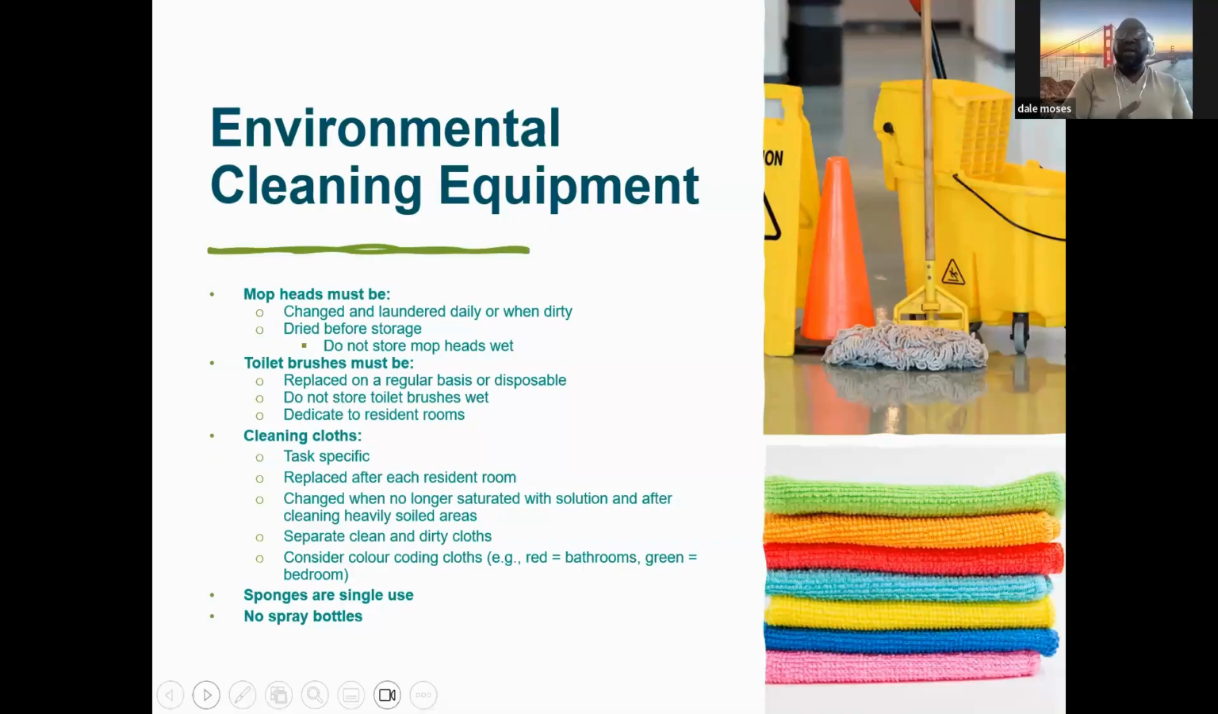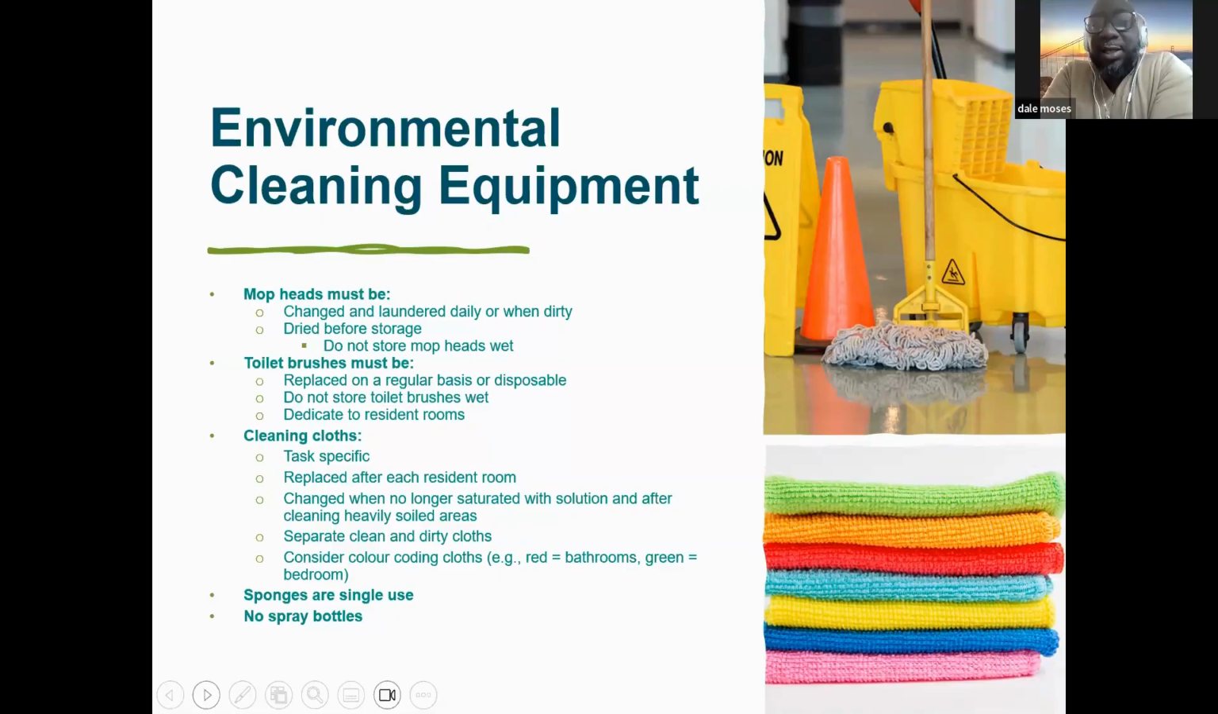All right, what do we use for cleaning and disinfecting? So we can use mop heads, or mops, I should say, which have to be changed and laundered daily or when dirty, dried before storage, and do not store mop heads wet at all. Toilet brushes must be replaced on a regular basis or disposable. Do not store toilet brushes wet and dedicate to resident room as well.